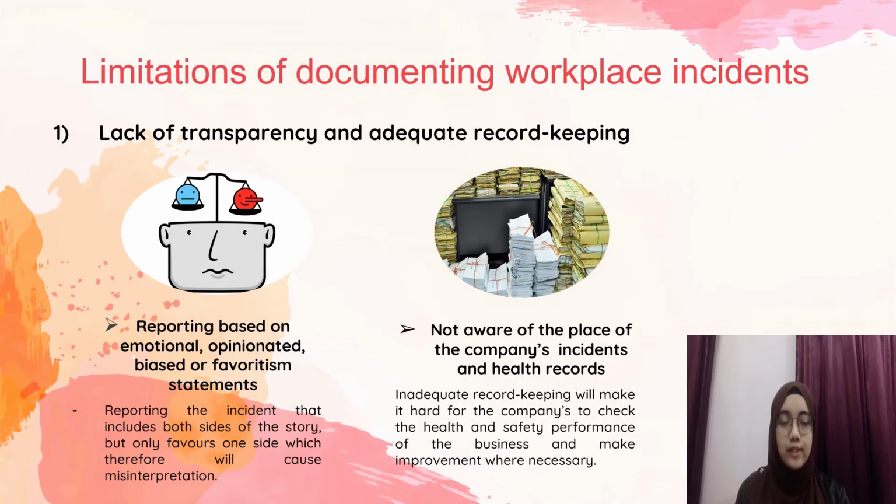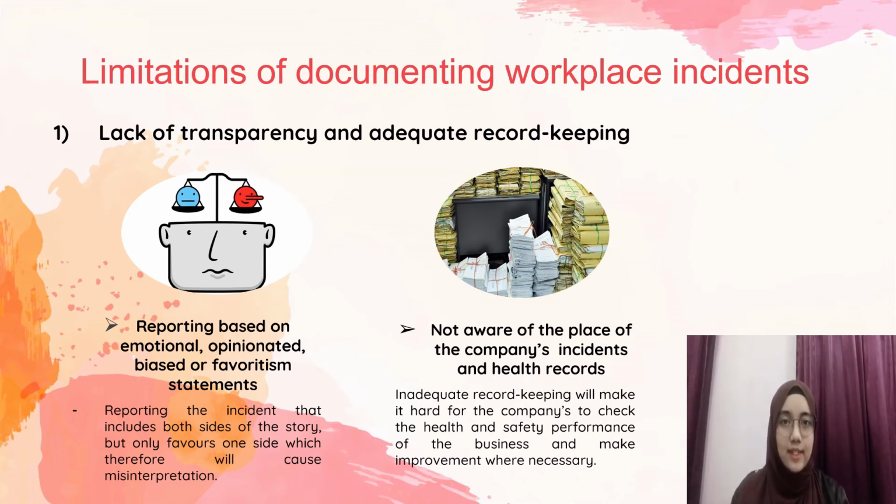Next, we will continue with the limitations of having documentation of all workplace incidents. Although there is a lot of strength in documentation of workplace incidents, there are also some limitations. First of all, lack of transparency and adequate record keeping. In some cases, the reporting of the incidents may be based on emotional, opinionated, or biased statements. For example, people will include their emotions or personal opinions when reporting the incidents, ignoring the actual facts that occur. The documentation of the incidents could also be interpreted in biased statements or favoritism. For instance, when reporting incidents that include both sides of the story, it may favor only one side, which therefore will cause misinterpretation.